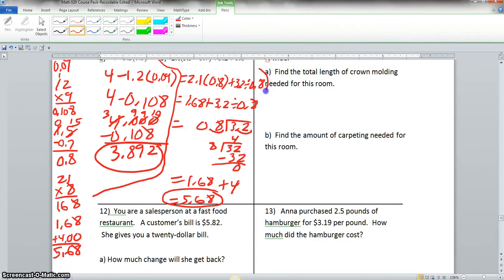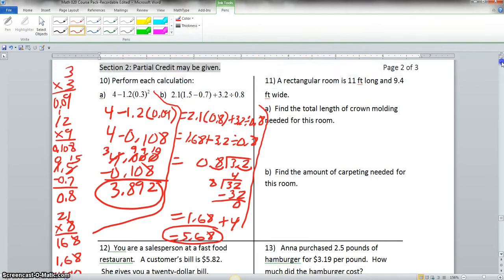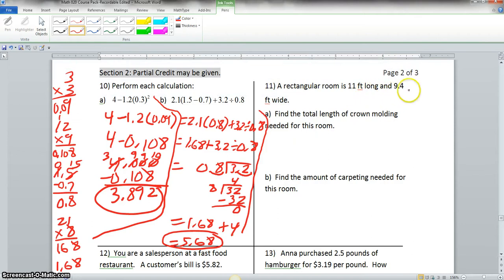Now we go here to this next problem. We have a rectangular room that is 11 feet long and 9.4 feet wide. Find the total length of crown molding needed for this room. Okay, now the crown molding is really on the outside of the room, so that means we're using perimeter.